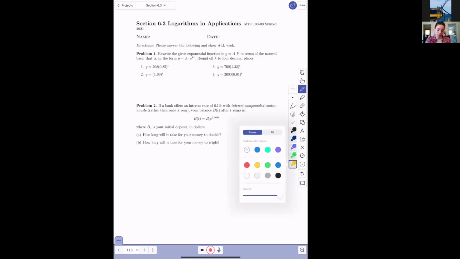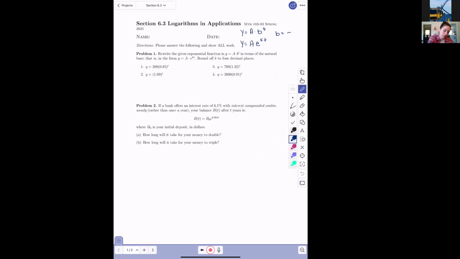I believe last class we talked about, if we have y equals a times b to the power t, and we want to put it in the form y equals a times e to the power kt, we said that b is equal to e to the power k. Okay, so we're going to use that fact here.